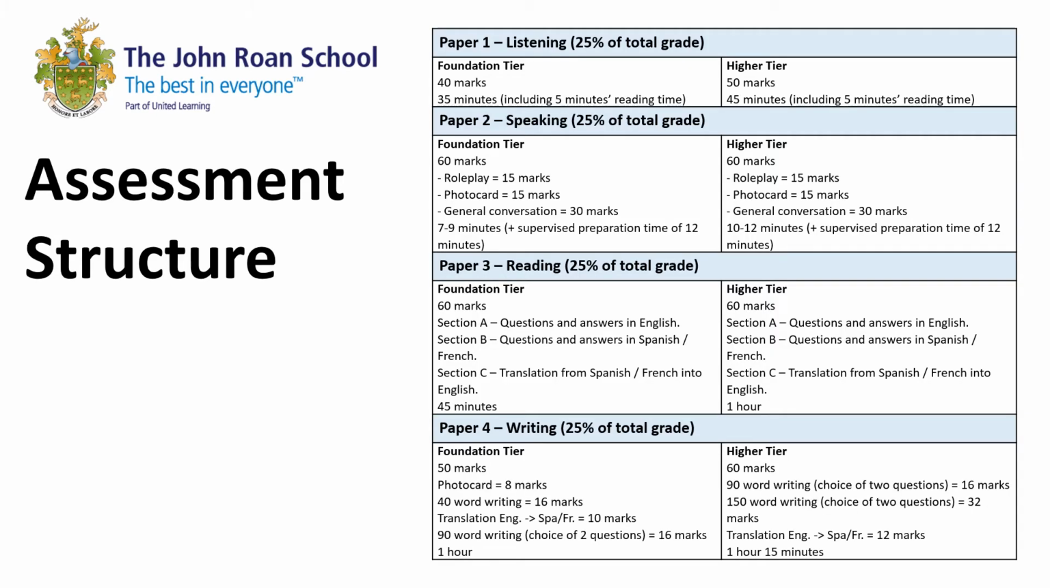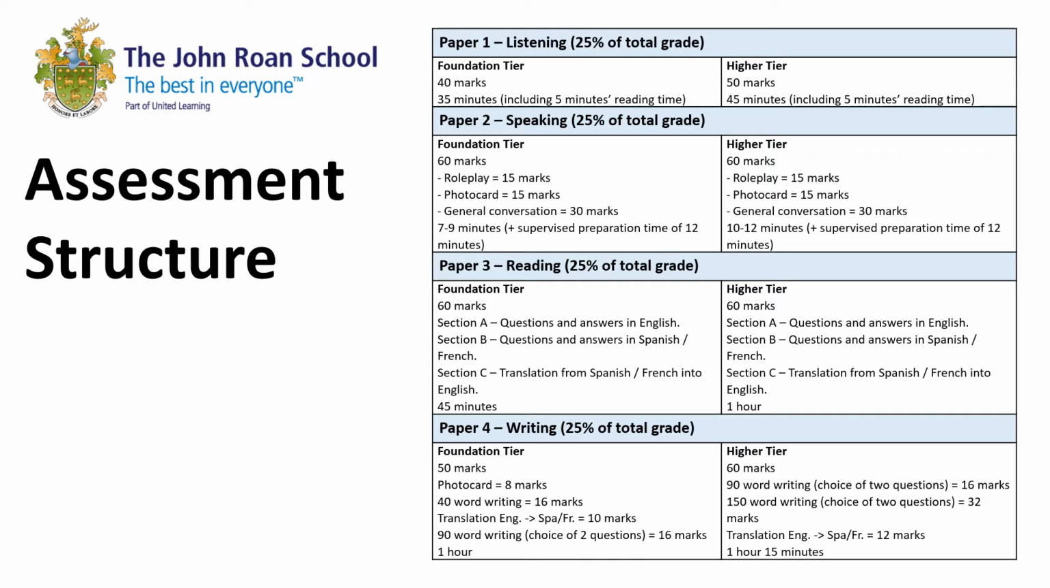GCSE French and Spanish are linear qualifications, meaning that all assessment takes place at the end of the course. There are 4 papers in total, each worth 25% of the total grades. These are listening, reading, speaking, and writing.